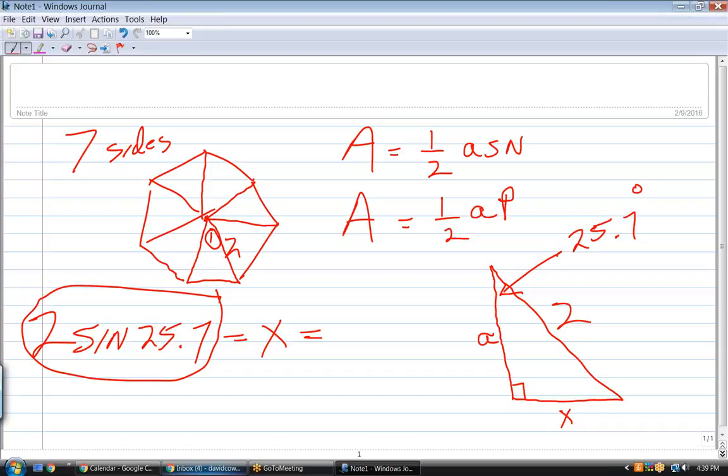I know the sine of 30 is 1/2. Sine of 25 must be 0.4. Yeah. So what's x here? 0.4 times 2 is 0.85. Okay. So let me label x down here. That's 0.85. What's A?